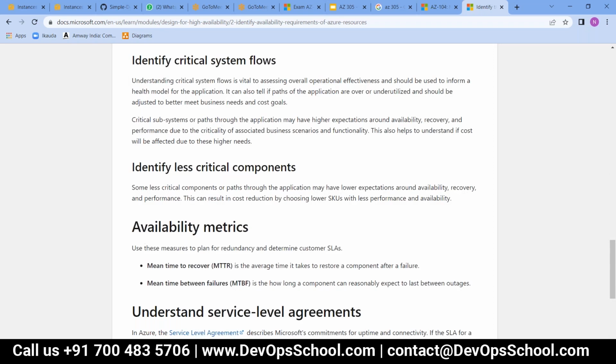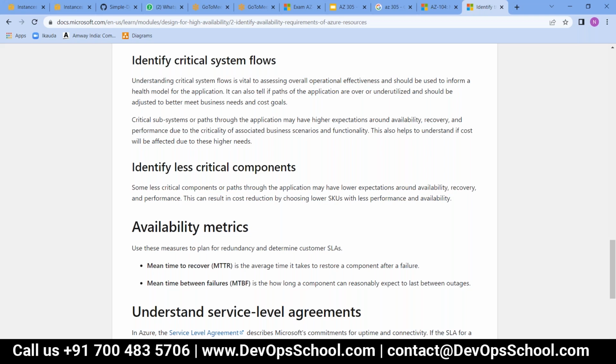Now with that availability, how are you going to measure it? Microsoft provided, okay, 99.99, there is, say, a 10-second downtime. How are you going to measure it? What are the metrics that you can set up so that you will know that, okay, this happened? Those metrics are called availability metrics, and there are two availability metrics.